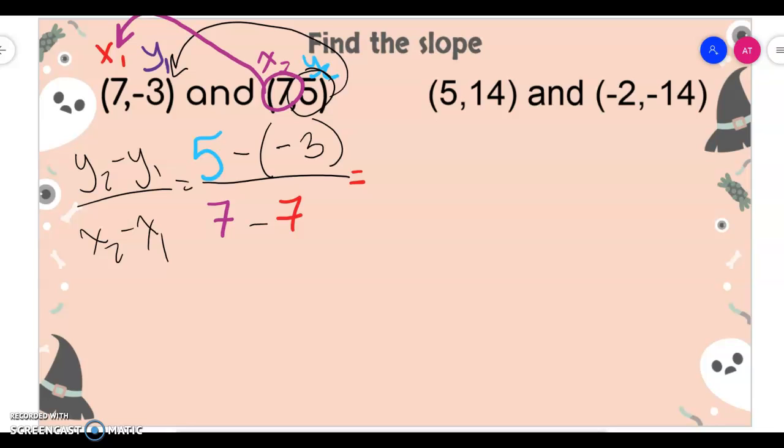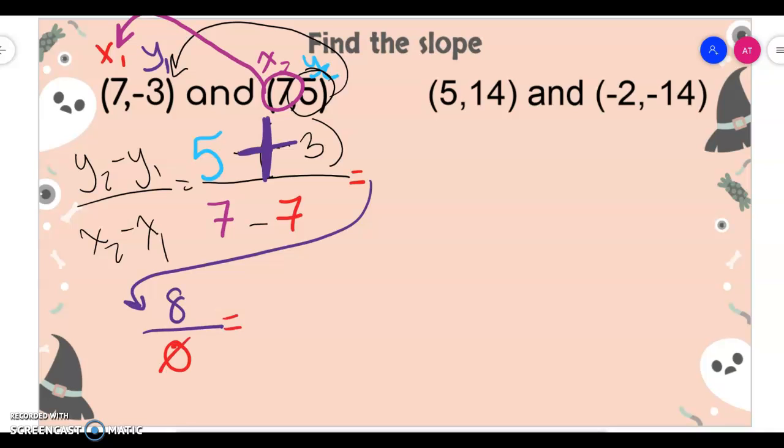So what we have here is we have 5 minus a -3. Do you guys remember when I have a negative and a subtraction sign next to each other? What does it make? Two negatives make a giant positive. So what's 5 plus 3? 8. And 7 minus 7 is going to be a 0.